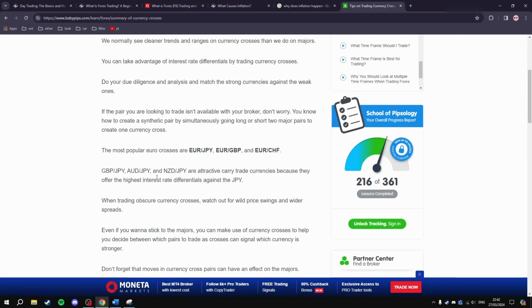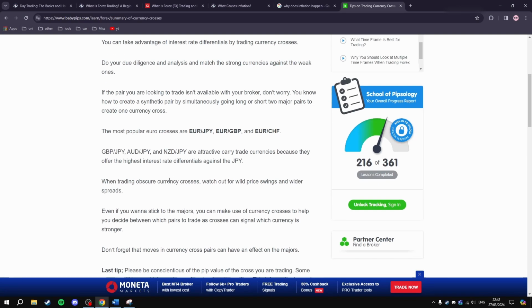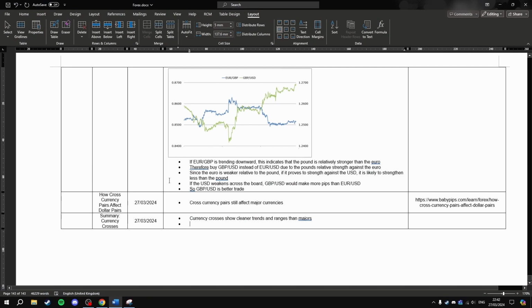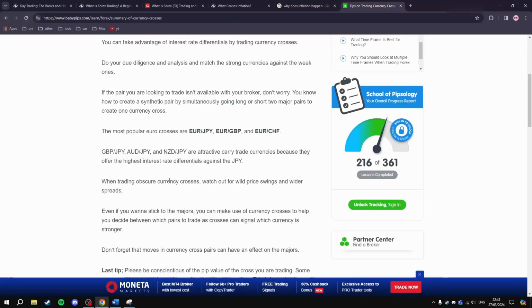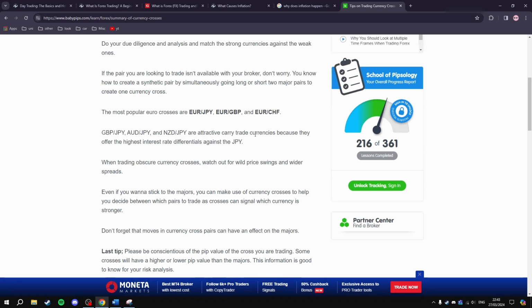You can take advantage of interest rate differentials by trading currency crosses. Do your due diligence and analysis and match the strong currencies against the weak ones.